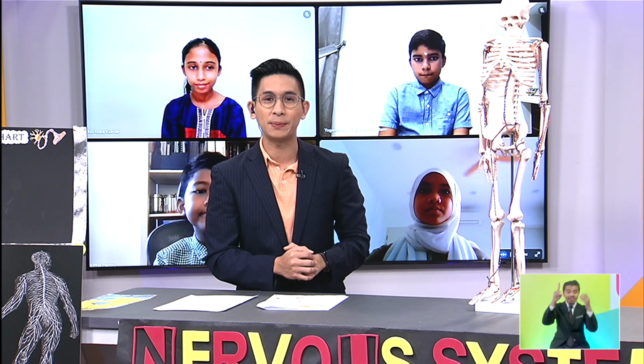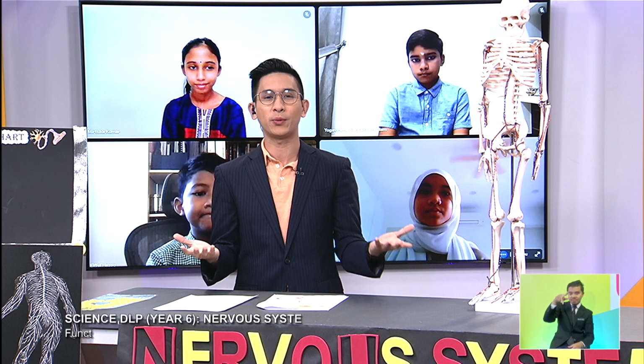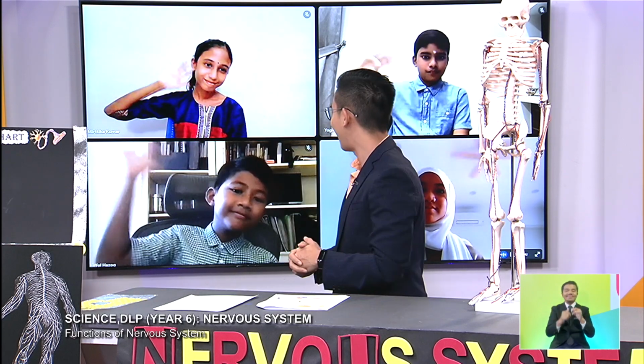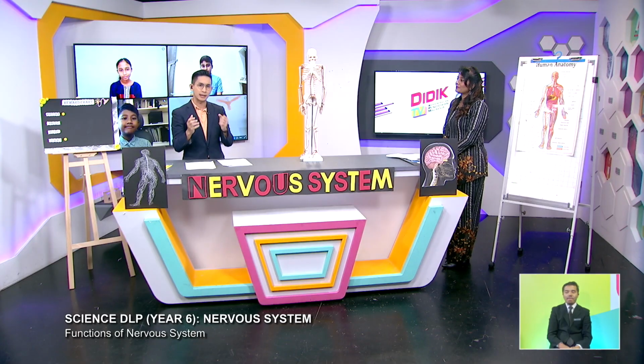Science DLP Year 6. And the topic we're learning today is nervous system. Alright, and joining us today, we have 4 friends on Google Meets. Hi everyone, give us a big wave. Yeah, there they are. Okay, we're all ready for today's class. Well, Miss Devi, what are we going to learn in this next segment?